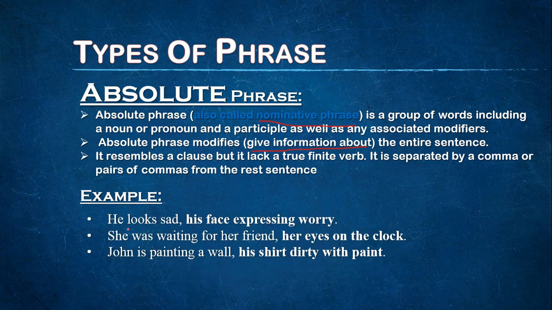It is separated by a comma or a pair of commas from the rest of the sentence. For example, he looks sad, his face expressing worry. She was waiting for her friend, her eyes on the clock. John is painting a wall, his shirt dirty with paint. So here all of these give extra information about the earlier part of the sentence. Therefore, it is known as an absolute phrase, and it is also separated by a comma from the rest of the sentence.